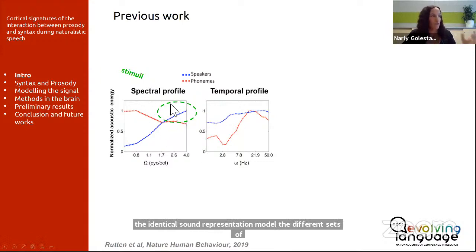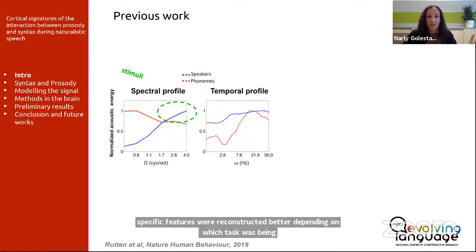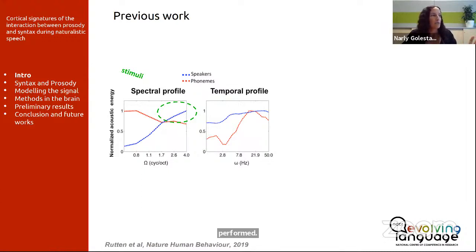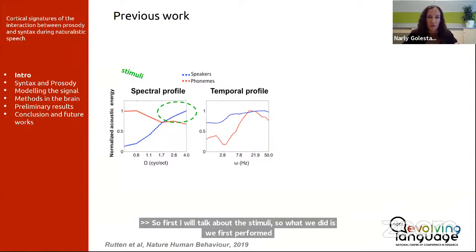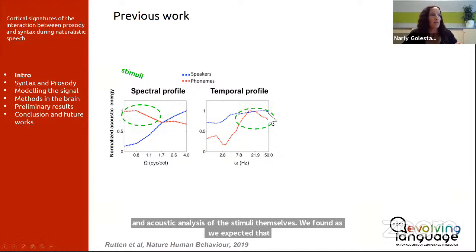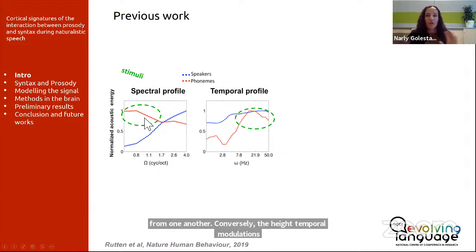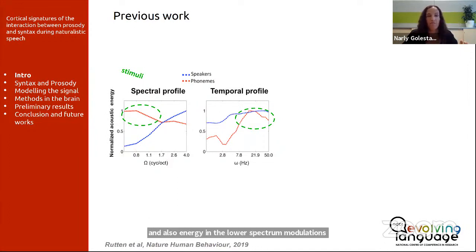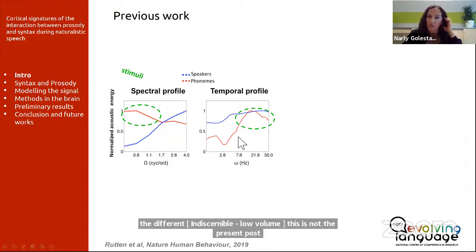So what we did, we first performed an acoustic analysis of the stimuli themselves. And we found, as we expected, that the higher spectral modulations best differentiated the three different speakers from one another. And conversely, that the high temporal modulations and also energy in the lower spectral modulations preferentially differentiated the stimuli containing the different target phonemes. And this is not surprising because, as I said, the target phonemes were stop consonants, which contain very rapidly changing information. So we expected the differences to be within the higher range of temporal modulations.